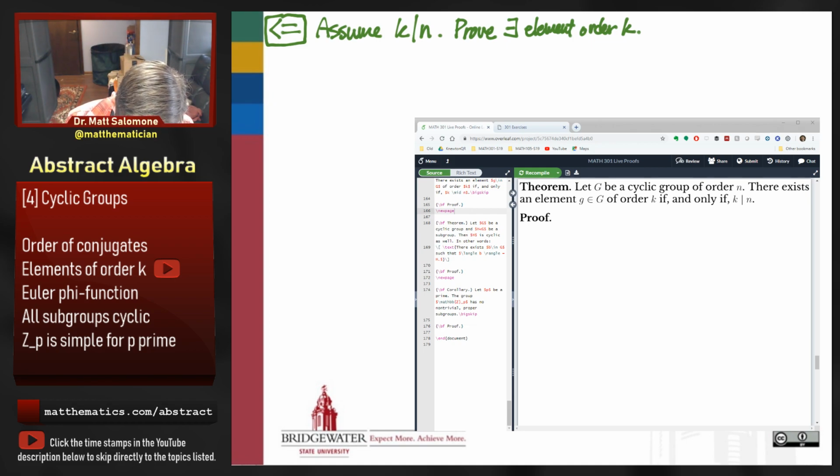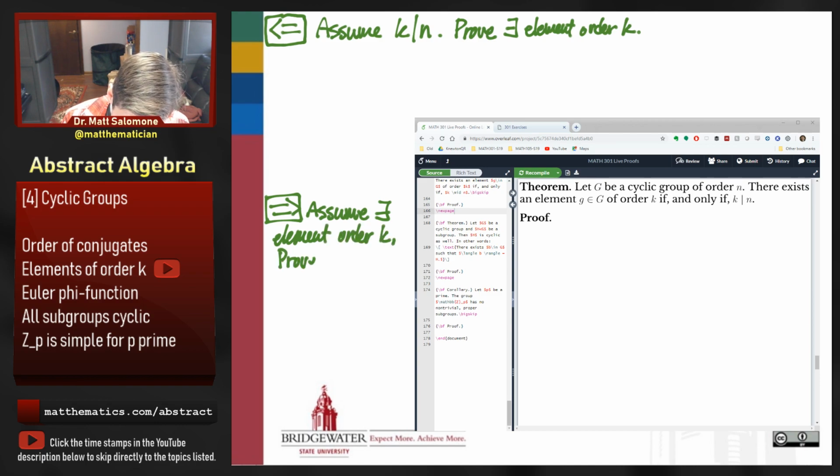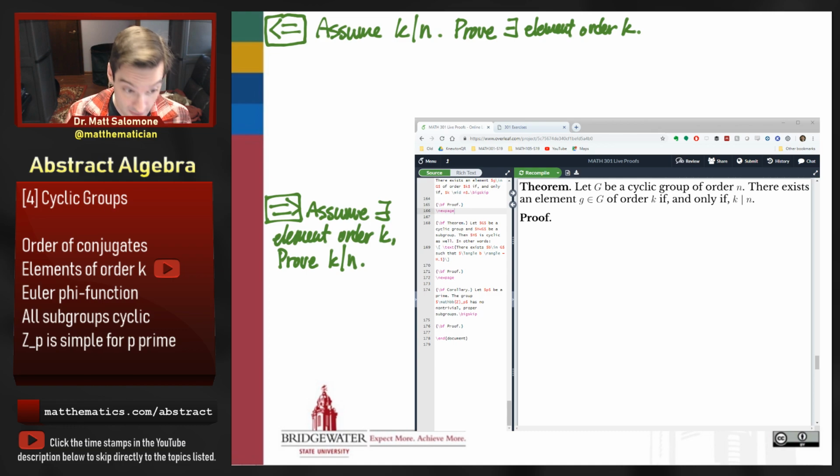But then we would also have a burden of proof to show that the other direction holds, which would be: assume that there exists an element of order k, and then we want to prove that k divides n. So we really have to do both of those things at the end of the day. And so because I know that, I'm going to highlight that as part of my overall proof structure and strategy in my written up proof. So let me get that on the page first.